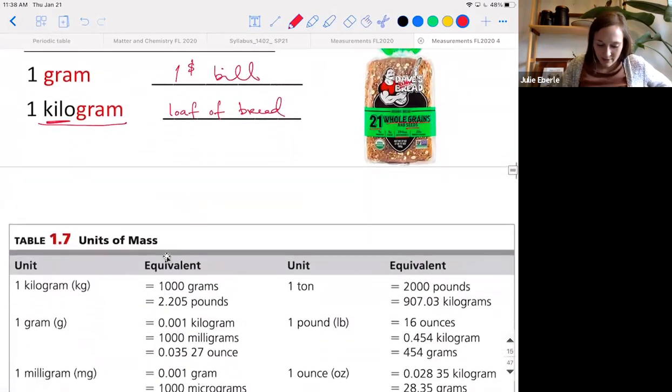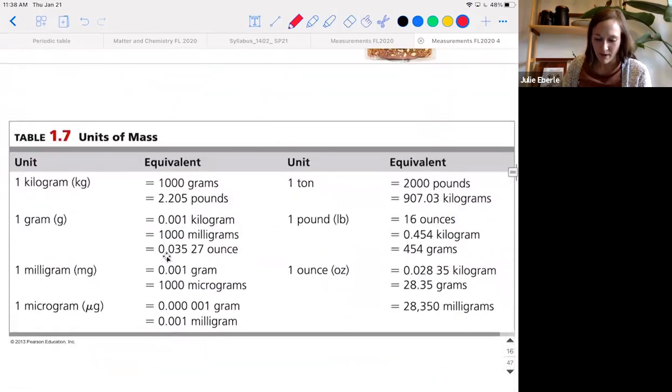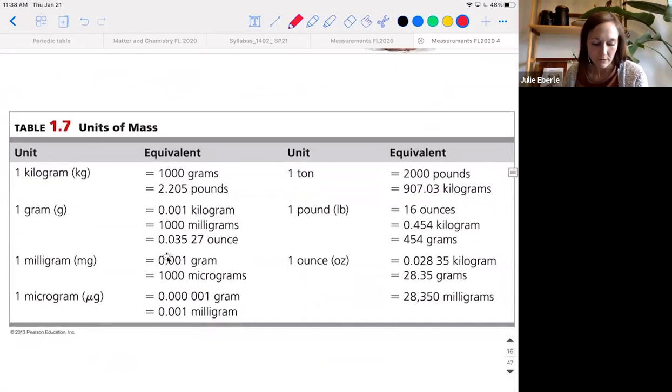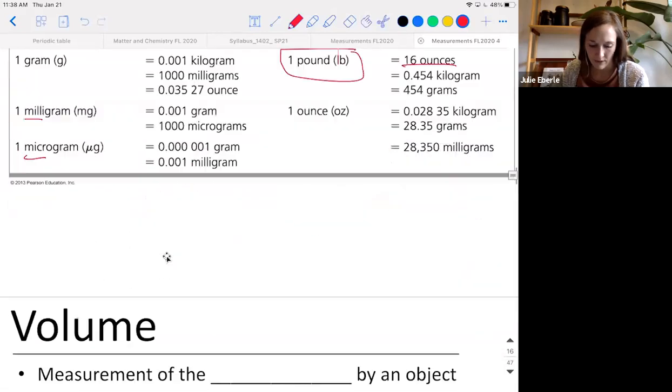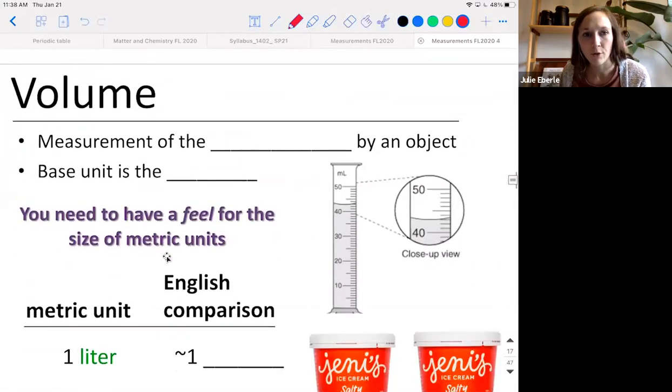Okay, here's a table of equivalents for mass as well. So you've got the relationship between kilograms and grams, all kinds of stuff. We'll talk about milli and micros in a little bit. You've got useful stuff for pounds to ounces and things like that. So just make use of that as you need to. And then lastly, we're gonna talk about volume.